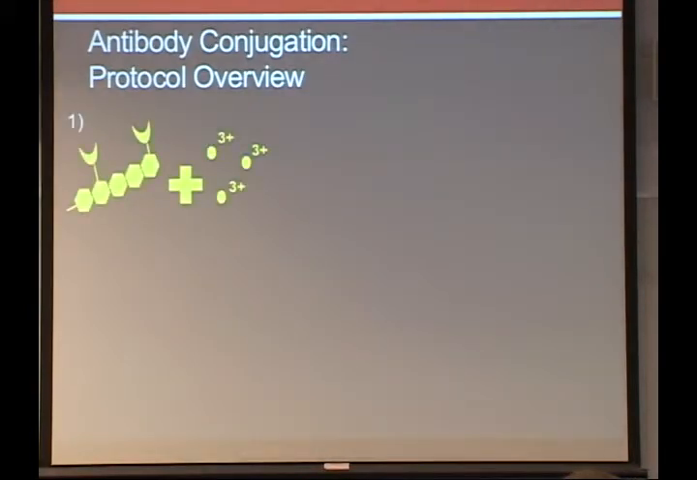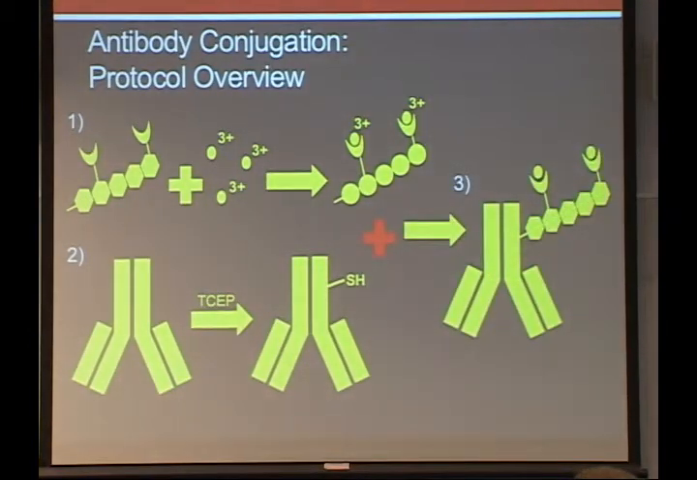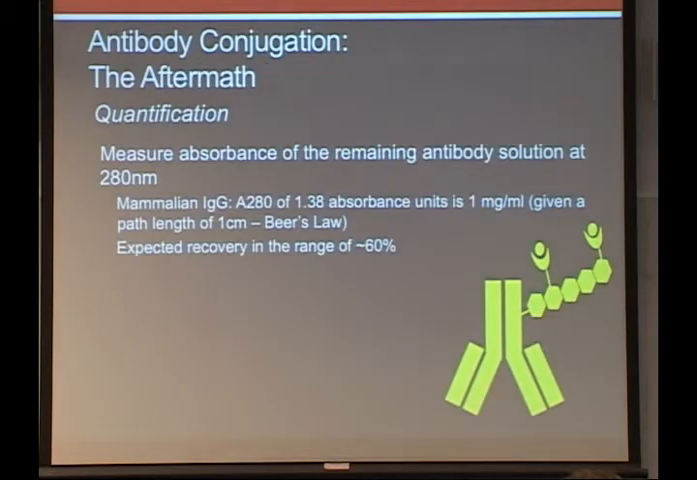And recapping a bit, first step, chelate the metal. Second step, reduce the antibody. Third step, combine these two together to produce the conjugated mass cytometry antibody. So now that we have an antibody, what's next?